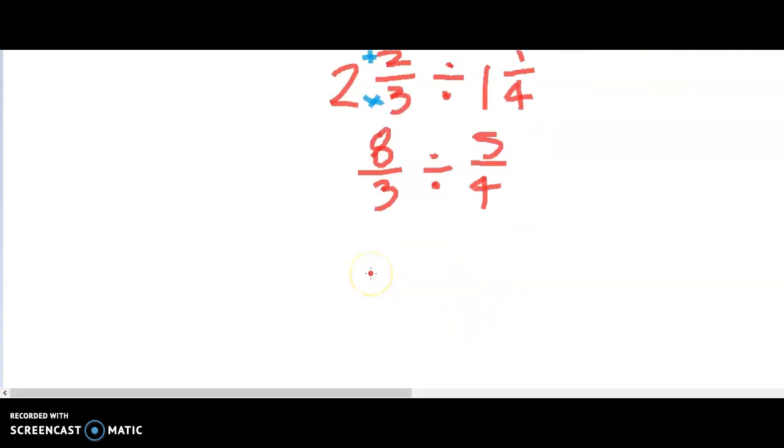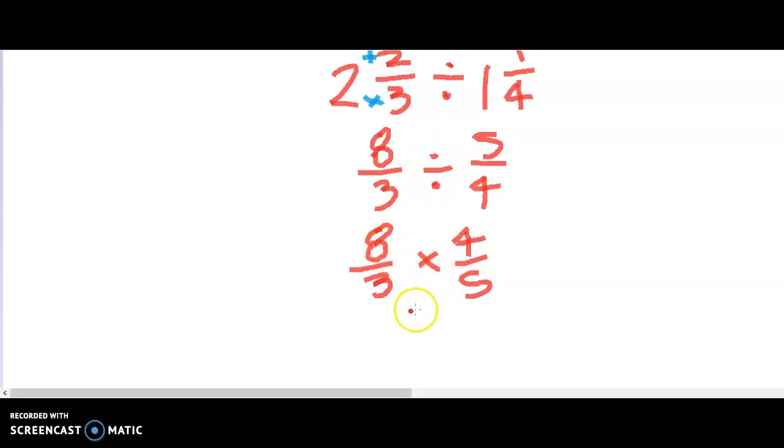And then just like above, we're going to go ahead and do our keep, change, flip. So we're going to keep that first number, change to multiplication, and flip to 4/5. And we're still going to do that check to see if we can simplify first. So we're just checking for common factors here with our diagonal numbers. 3 and 4 don't have any common factors, so we can't simplify those. 8 and 5 don't have any common factors, so again, we can't simplify those.